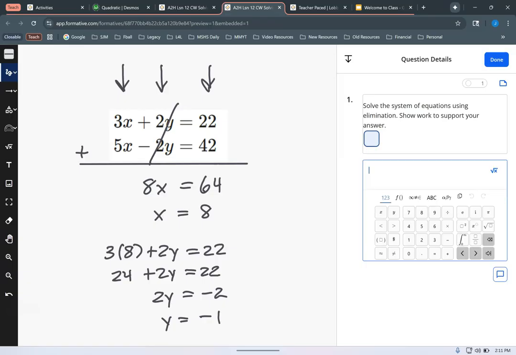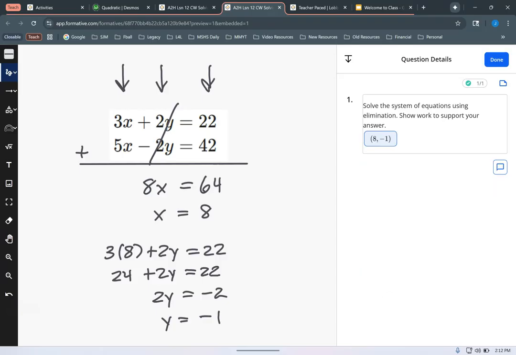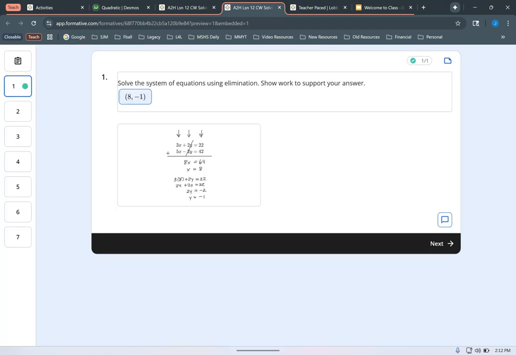And so then when you go to type your answer in, you're going to put in your parentheses and go 8, then a comma, and then -1, and then you should be able to get a point on formative. I got a point on formative. Woo! All right, elimination number 1, the easy way. Everybody good? All right.